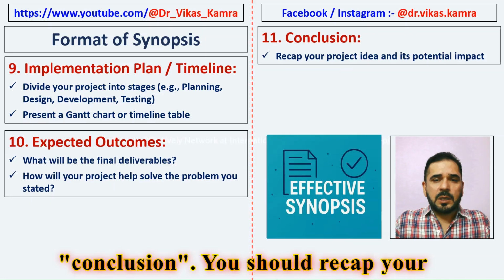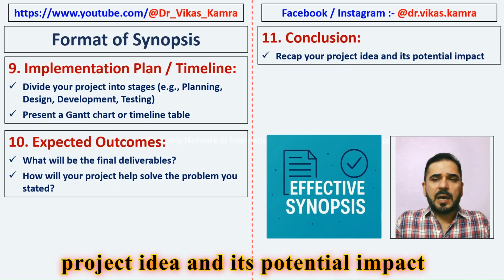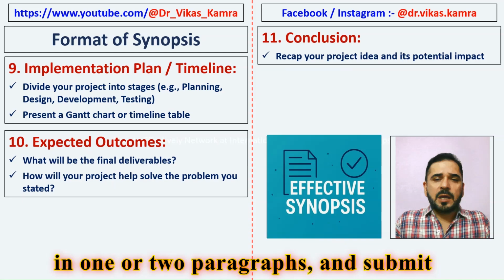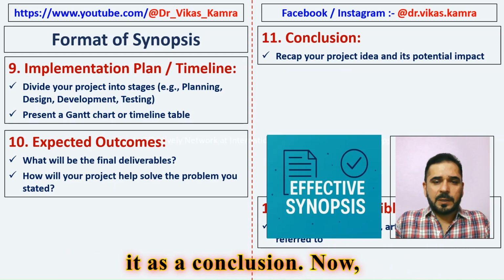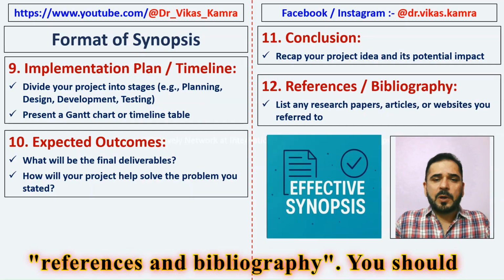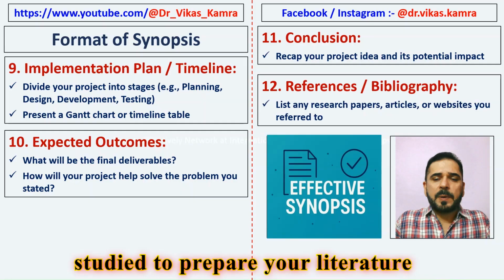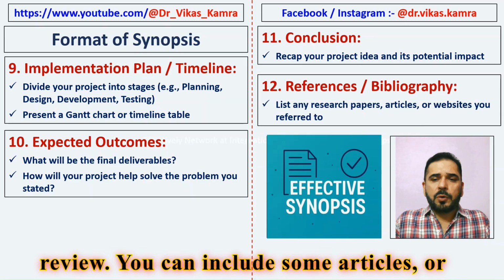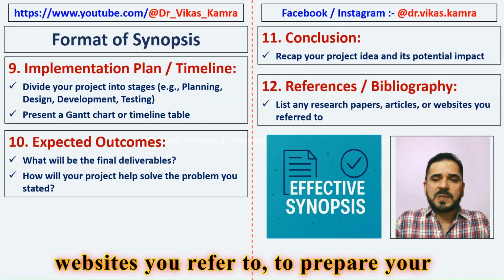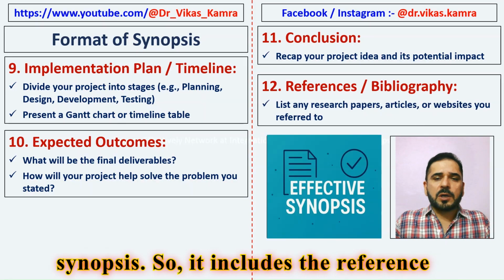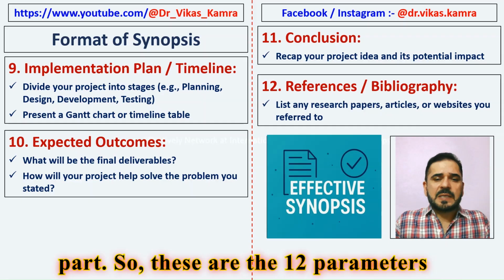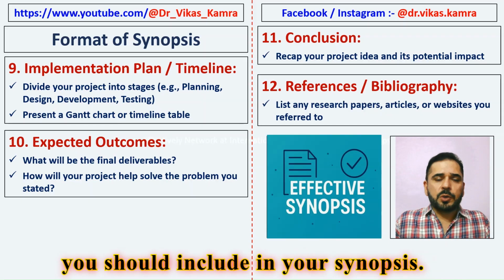Then conclusion. You should recap your project idea and its potential impact in one or two paragraphs and submit it as a conclusion. Now, references and bibliography. You should list some research papers which you studied to prepare your literature review. You can include some articles or websites you referred to while preparing your synopsis. So it includes the reference part. So these are the 12 parameters you should include in your synopsis.